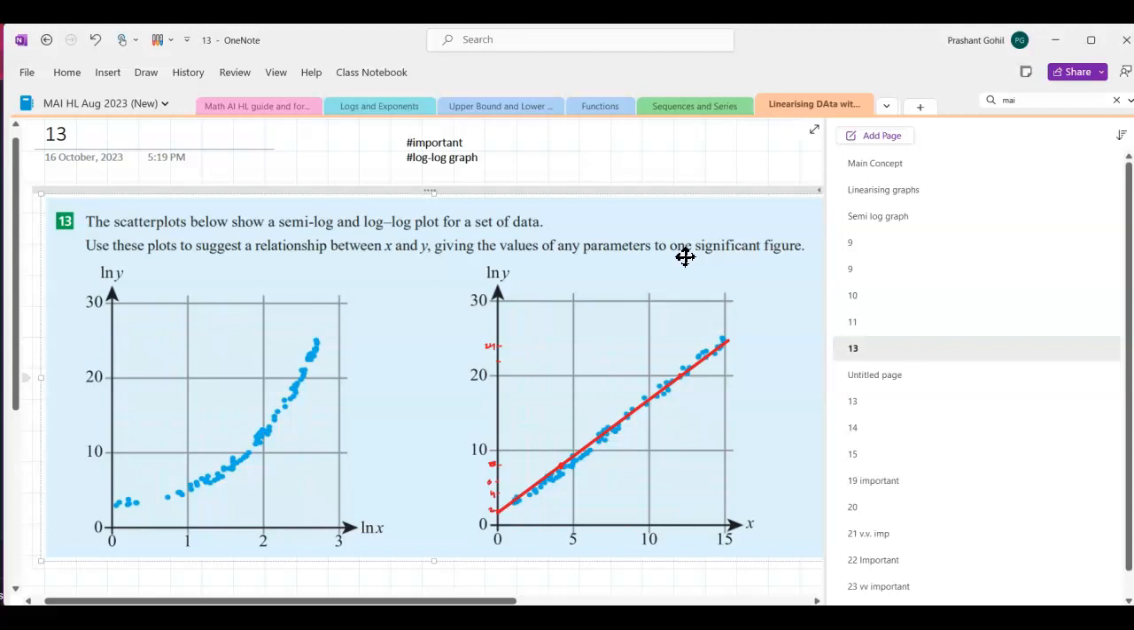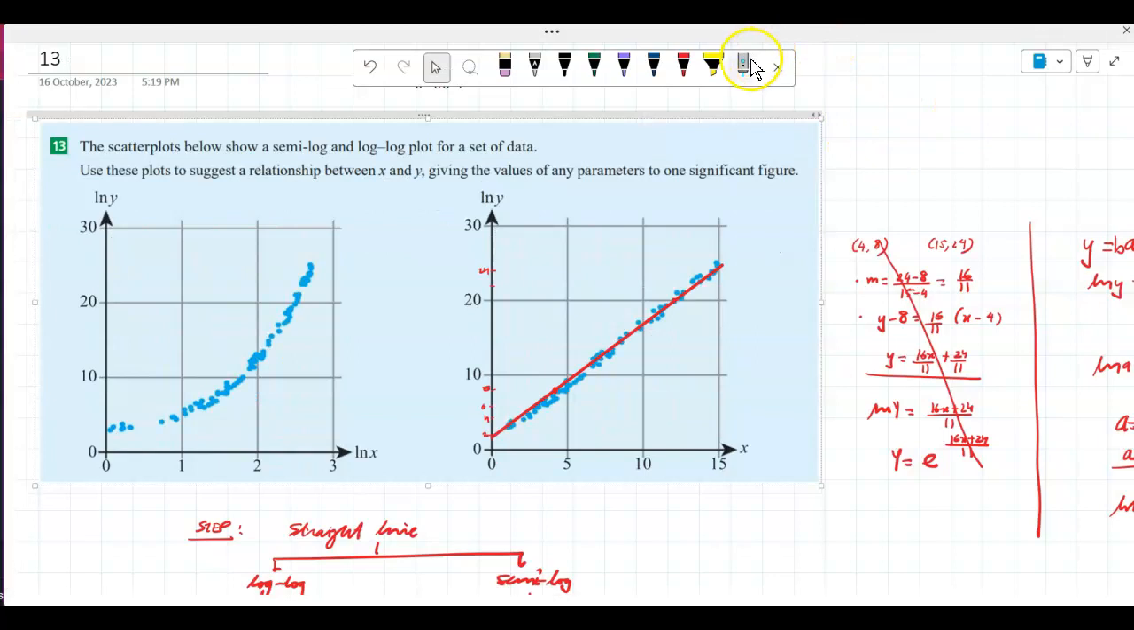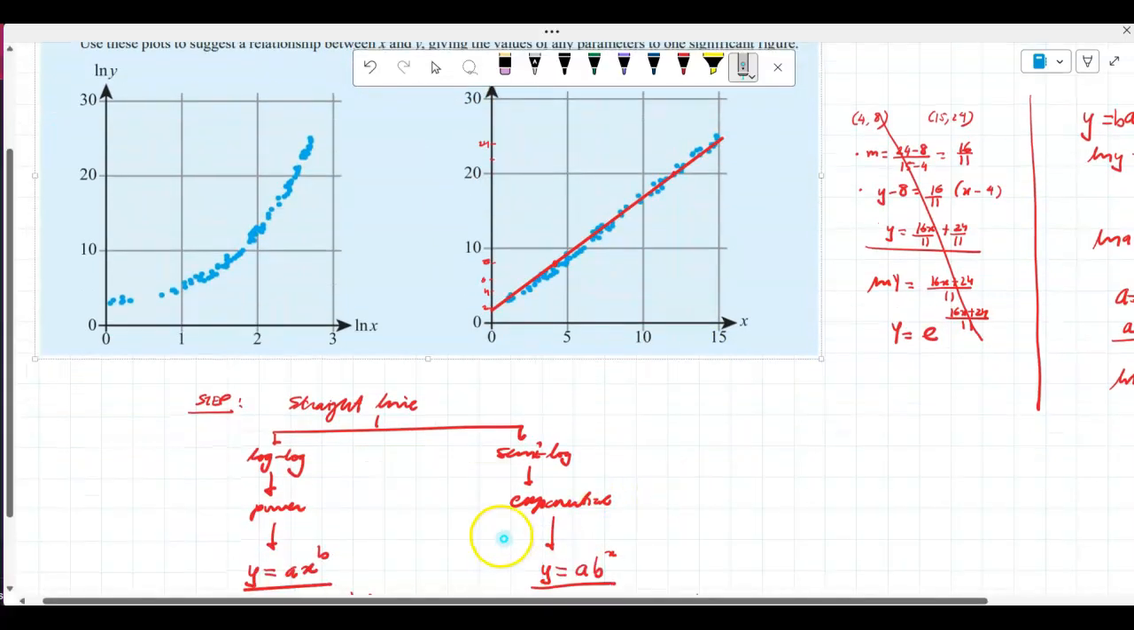So which one will you take? Exponential. Why will you take exponential? Because that's a straight line. So you check these two lines. Whichever gives you a straight line, you take that. So I'll take this as my reference. Now this is a semi-log graph. A semi-log graph will be what? A semi-log graph will be exponential.